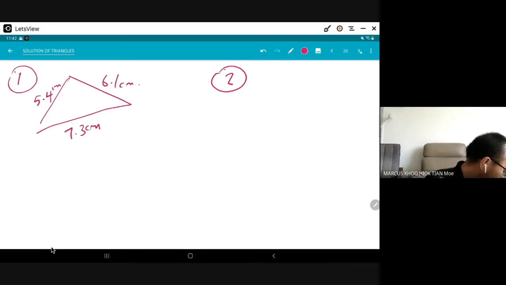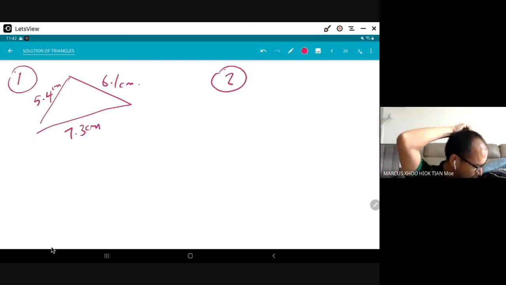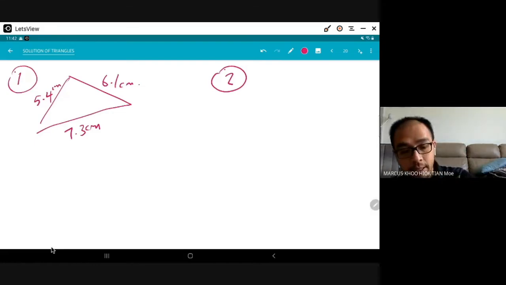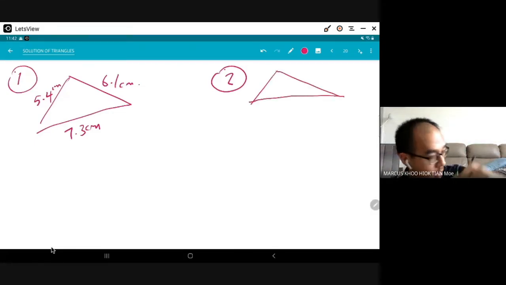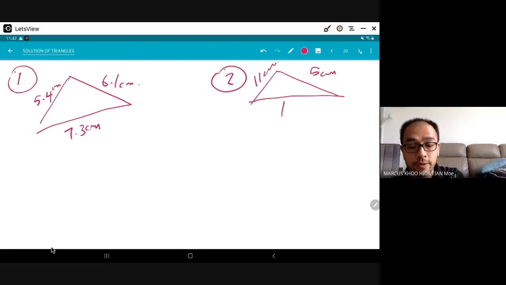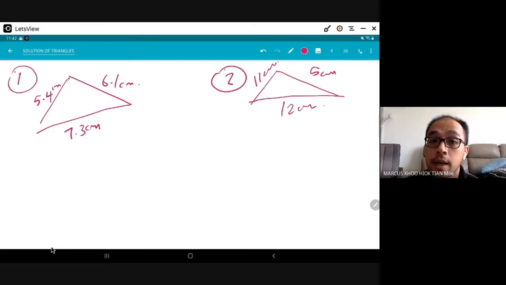Okay, second triangle. Okay, fine. 11, 5 cm. Everything is cm. 11, 5, and 12 cm.